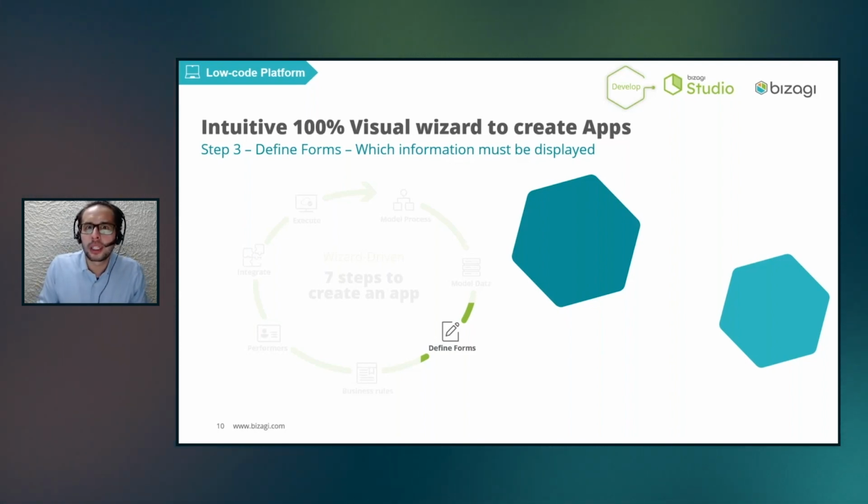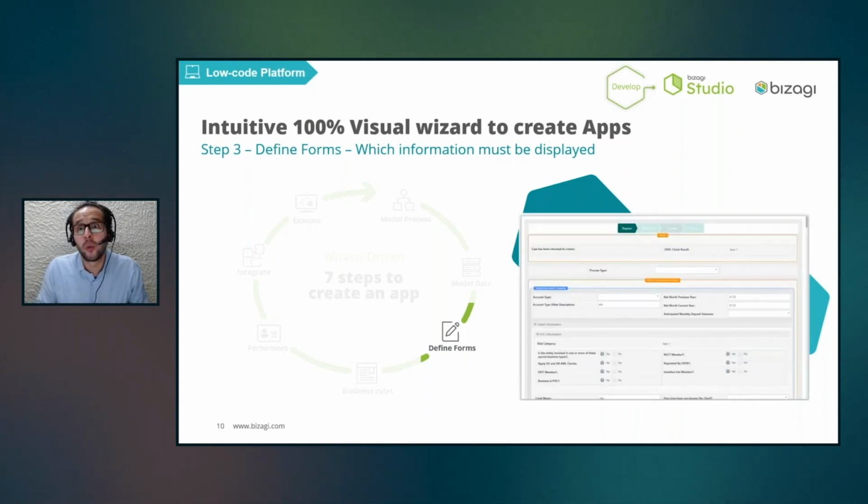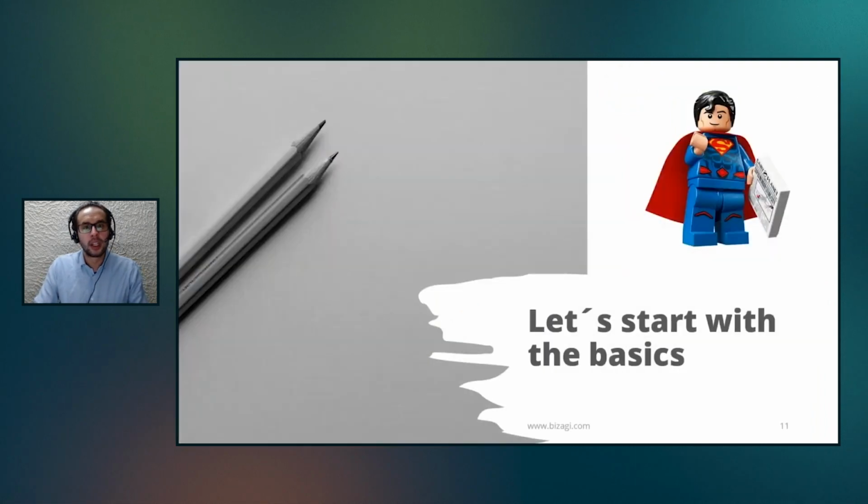How do we want to present the information? Which information must be presented? Which information must be captured from the user? It is the place where, at the end, we create our forms. Every single step of the process that has a user interaction must have its corresponding form, and based on that form we will design how the information is going to look. So let's start with the basics.